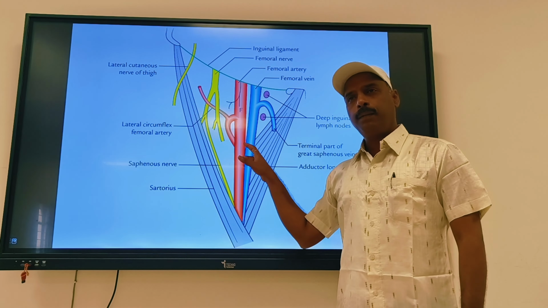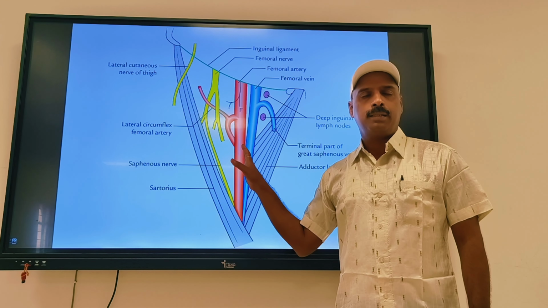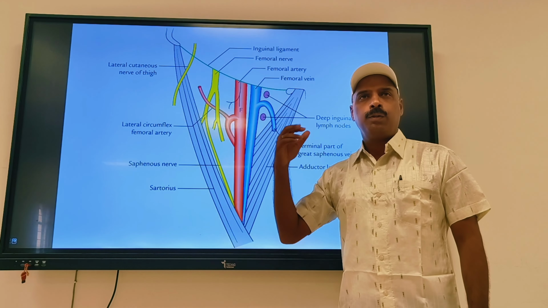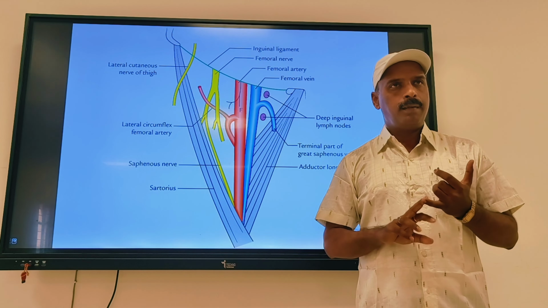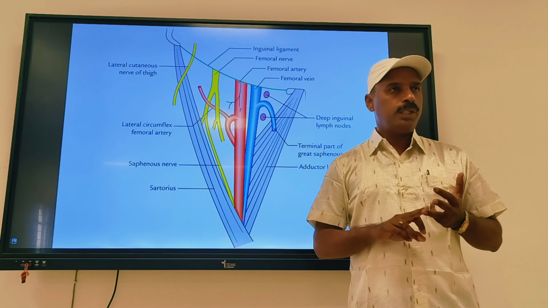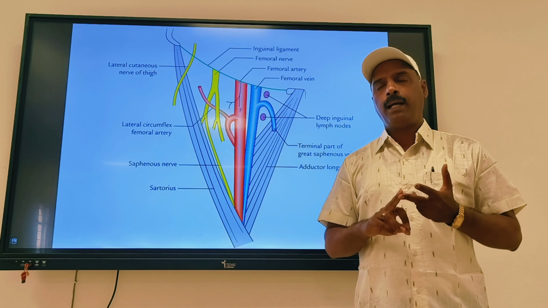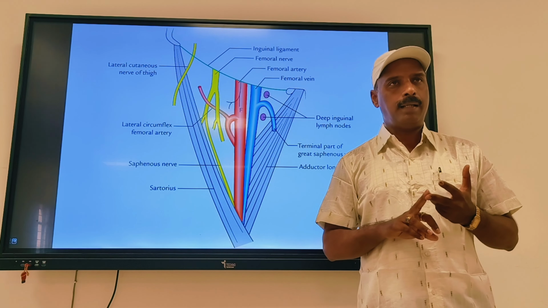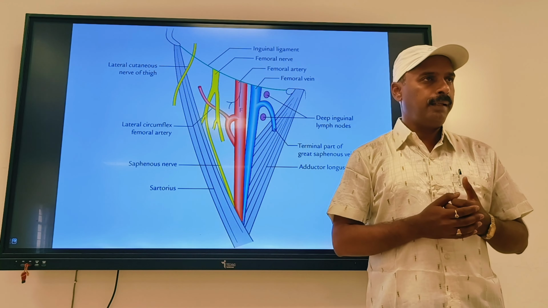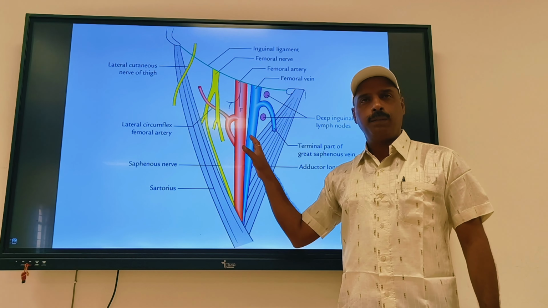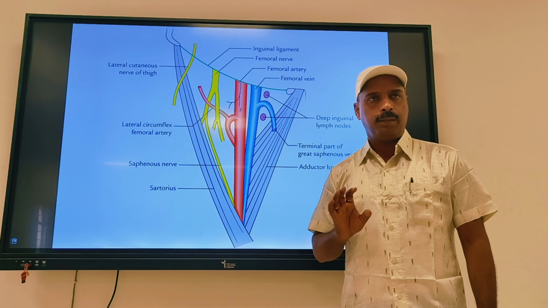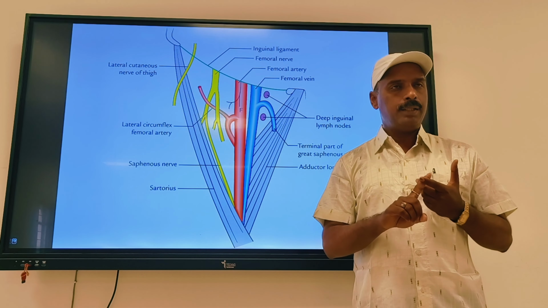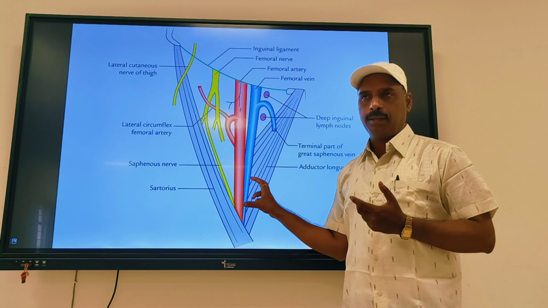Today we are going to discuss the femoral artery, as we have come across this structure in the content of the femoral triangle. First, the introduction of the femoral artery. Second, the origin of this artery. Third, the extent and course of the femoral artery. Then the relations of the femoral artery. Then the branches of the femoral artery. Then lastly, clinical anatomy.